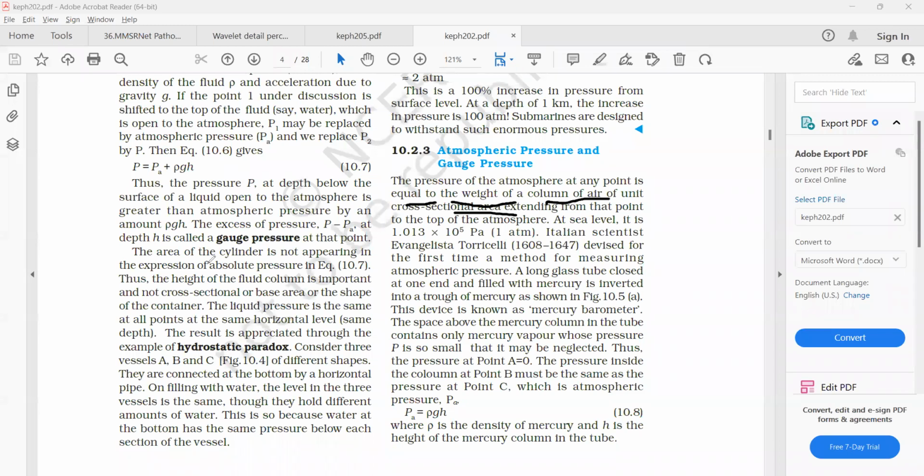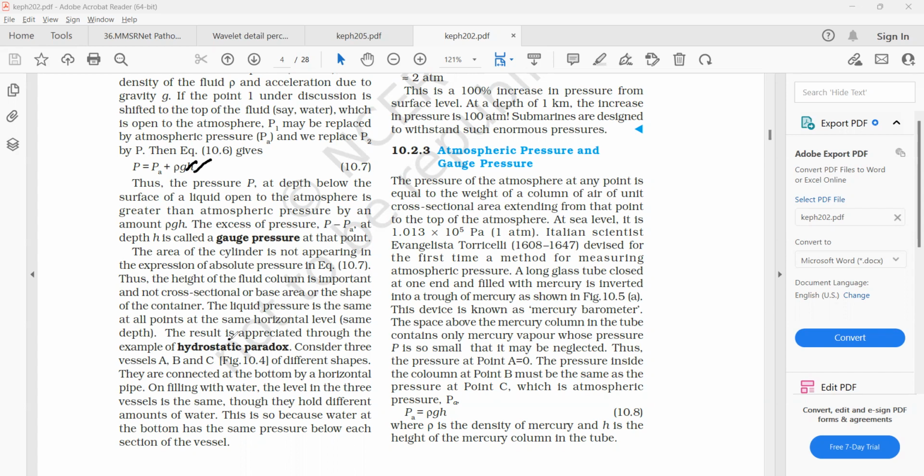So the gauge pressure, or the pressure at a particular point in the fluid, does not depend upon the area, it only depends upon the height. That's why whenever we want to calculate the pressure in the ocean, we never consider the surface area or the cross-sectional area. We only consider the depth, because the pressure depends upon this height h. So the liquid pressure is the same at all points at the same horizontal level.